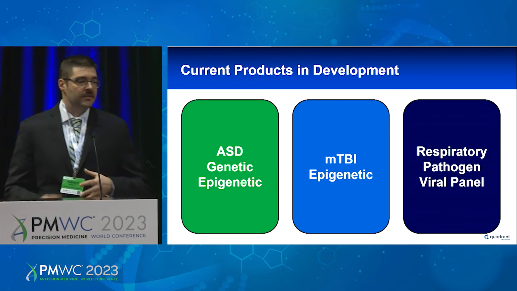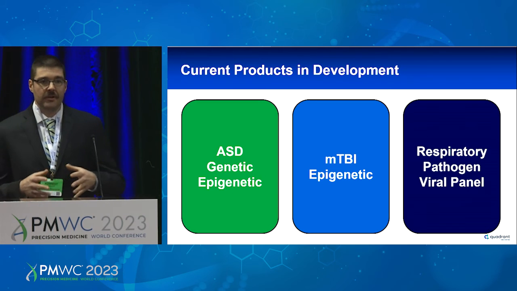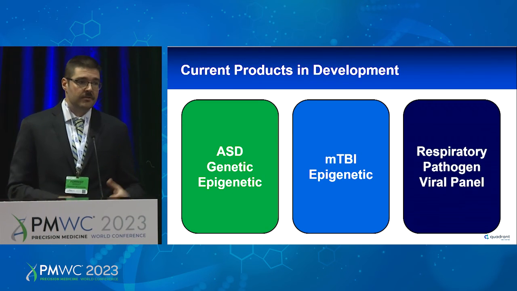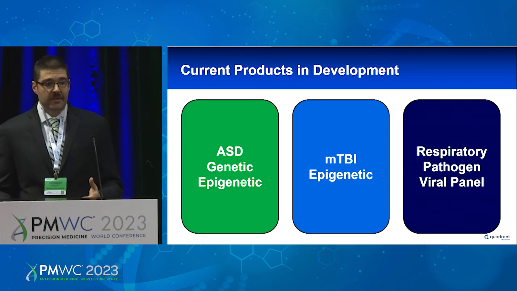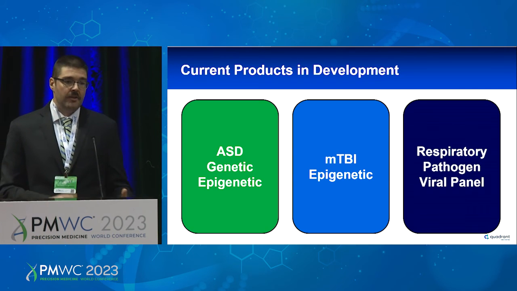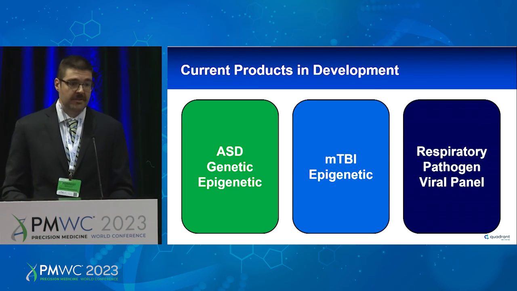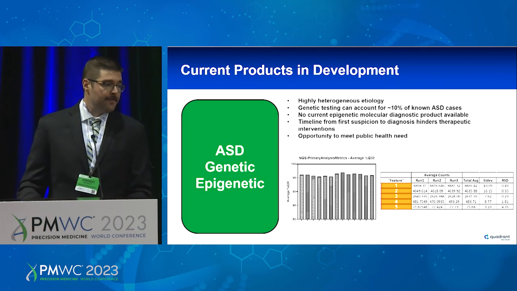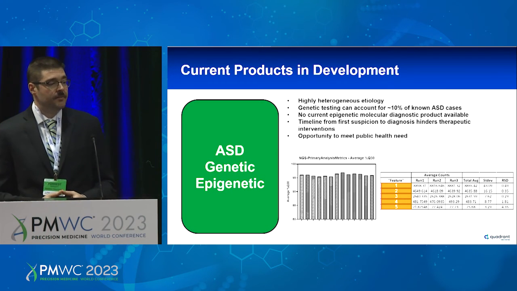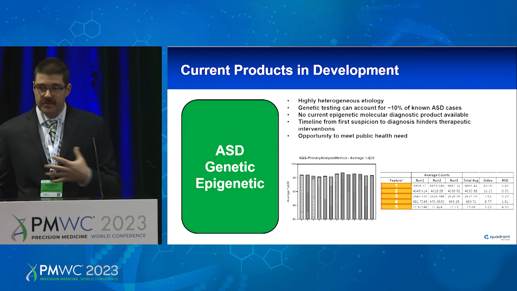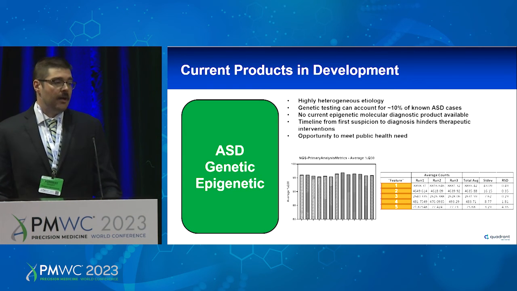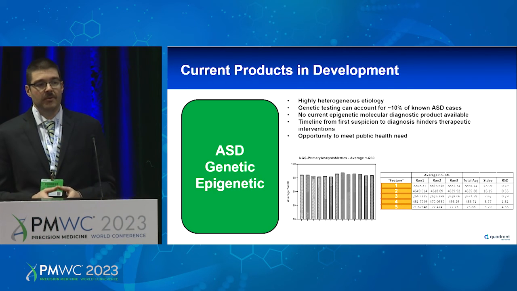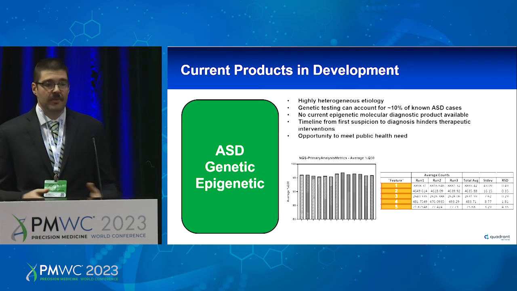So in this case, these technologies allow us an opportunity to look at chronic diseases or disorders such as autism, brain injuries in the case of concussion, and acute infections for respiratory illnesses such as COVID. First up, talking about autism. In autism, as you just heard discussed, autism has a highly heterogeneous etiology, and genetic testing is really only able to account for about 10% of those cases. And there's not currently an epigenetic molecular diagnostic test available.